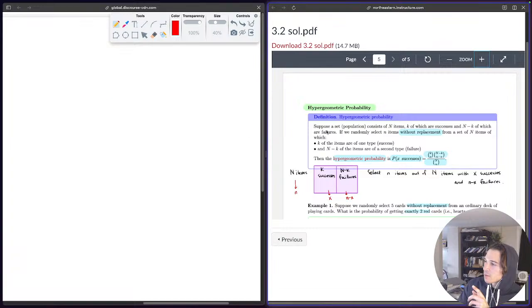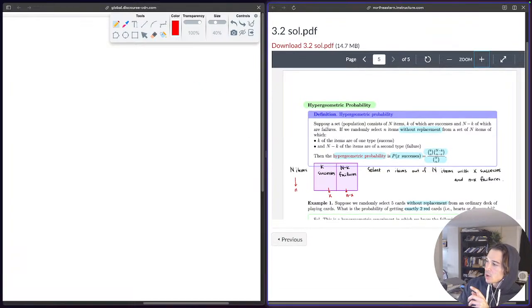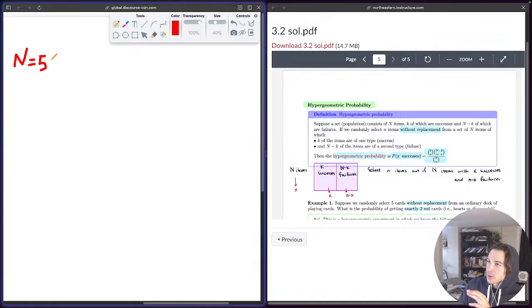So, right, what are our variables here? We randomly select 5 cards without replacement from an ordinary deck. So it's an ordinary deck. We know big N equals 52. All right. And we're selecting 5 cards without replacement. And what is the probability of getting exactly 2 reds? So, how many red cards are there? There's 26 red cards. So K is 26. And we're drawing 5 cards, so little n equals 5.